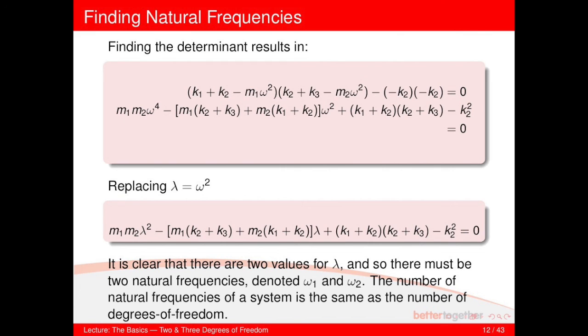There are two values. It's a 2 degree of freedom system, so there'll be two natural frequencies. A 3 degree of freedom system will have 3 natural frequencies, a 4 degree of freedom system will have 4 natural frequencies, and so on. They'll be denoted by omega 1, omega 2, and so on. Last week, when we talked about omega 1 and omega 2 with the Fourier series, they represented the fundamental and first harmonic. Here they're not related in the same way. Omega 1 and omega 2 are independent of each other, based purely on the dynamics of the system.